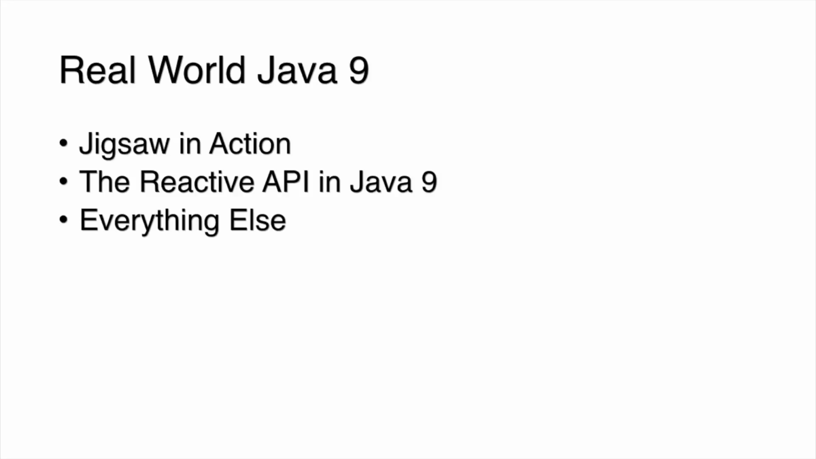What I always like to do with my presentations is take the features which are relevant to us as developers and show how we're going to use them in our real day-to-day jobs. So that's why I've called it Real World Java 9. We're going to have a look at Jigsaw, of course, being the big ticket item for Java 9. We're going to have a quick look at the Reactive API in Java 9. And then we're going to cover everything else.